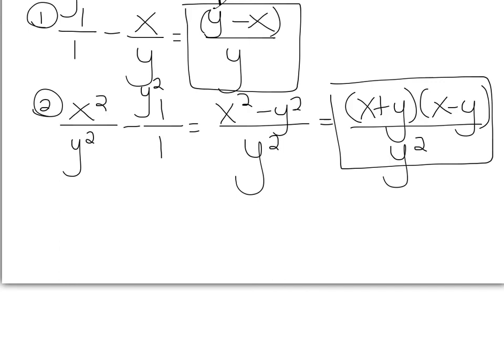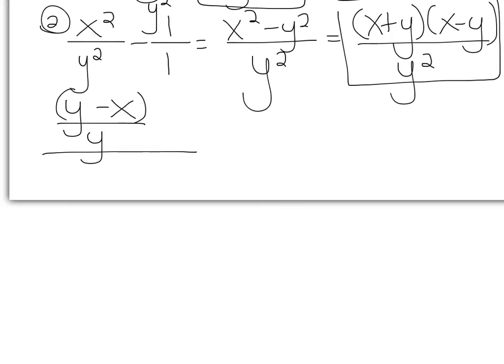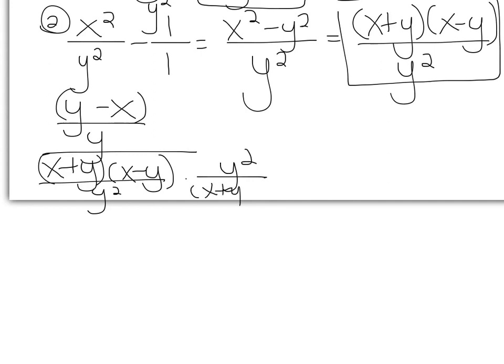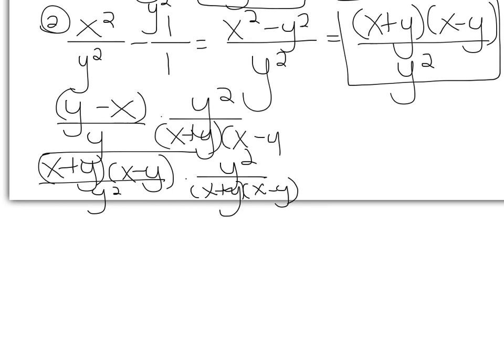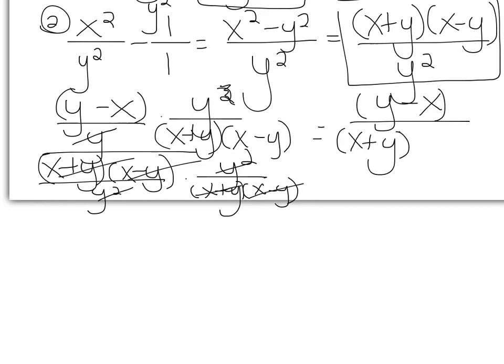So you have y minus x over y all over x plus y, x minus y over y squared. So multiply by the reciprocal of the denominator. These cancel, these cancel. This cancels one of these. So I'm left with y minus x over x plus y, x minus y.